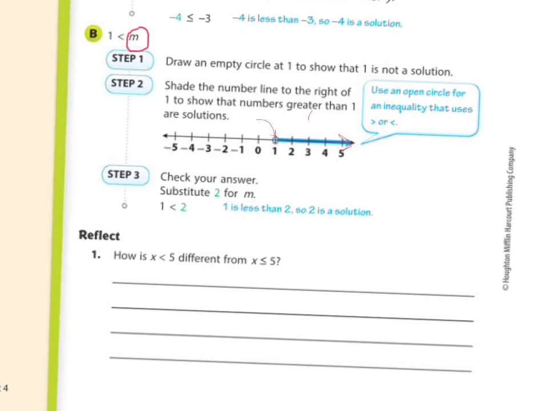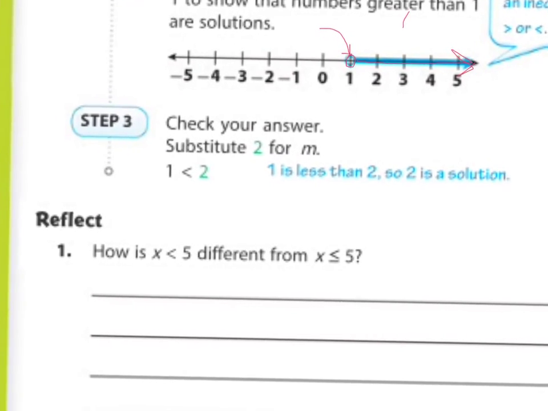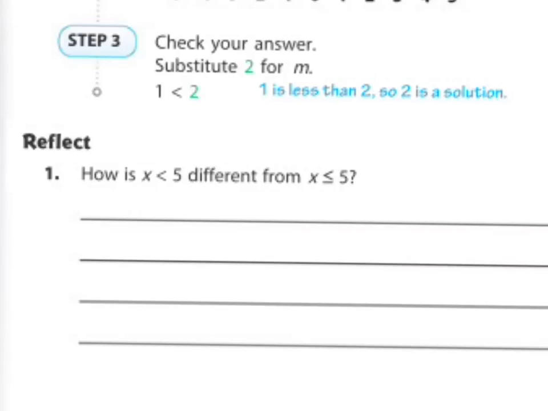Let's look at the reflection. How is x is less than 5 different from x is less than or equal to 5? Okay, you don't have to write this down. In this statement, you can't use 5 as a solution because 5 is not less than 5. So you would not include 5. Here, it says x is less than or equal to 5. So 5 could be a solution because 5 is actually equal to 5.